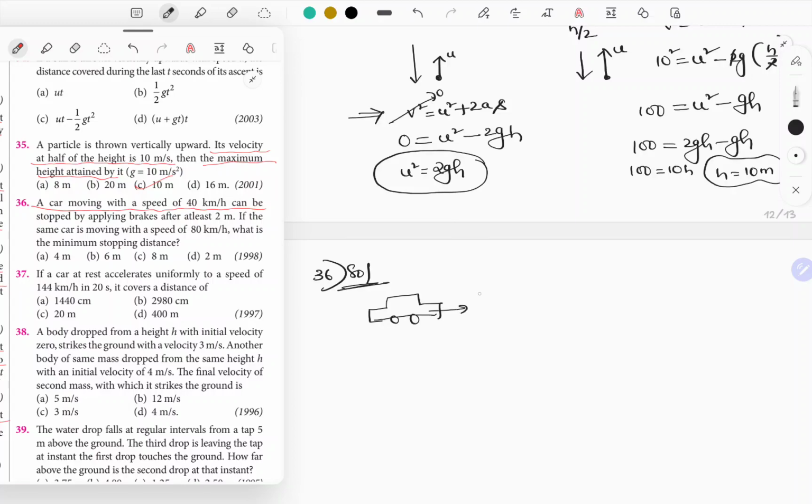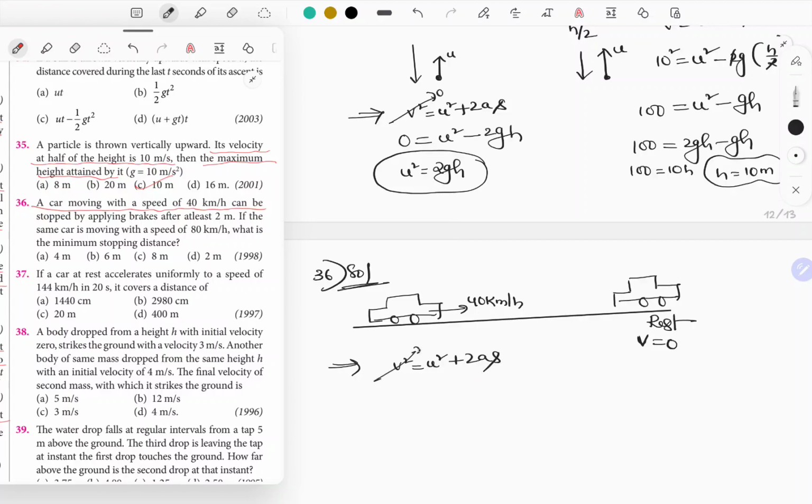A car is initially moving with a velocity of 40 km per hour. After applying the brake, it came to rest position. So finally it is at rest, which means final velocity is equal to 0, right? So the formula v square is equal to u square plus 2as. Final velocity is 0. Let me relate only the equation with u square. Acceleration is negative, it is a deceleration, that's why the object is going to come to rest.